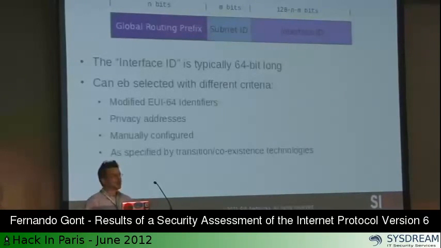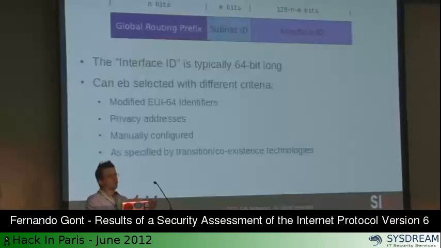So one of the possible approaches for selecting an interface ID is to include or embed the link layer address of the network interface. Essentially what you do in that case is take the MAC address of the network interface card and include that address in the interface ID.